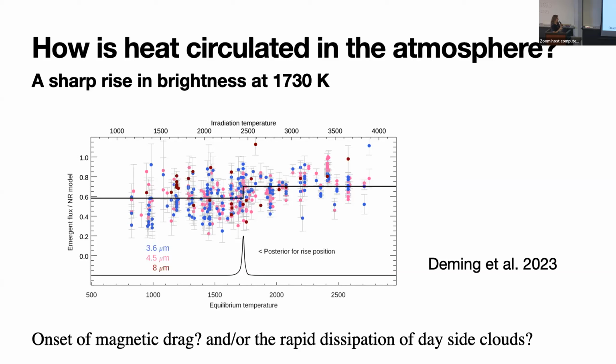So one possibility is that you could have clouds on the day side that are rapidly dissipating right at that temperature. Or alternatively, you could have the onset of magnetic drag, which is going to slow down the redistribution of heat from the day side to the night side and heat up the day side.